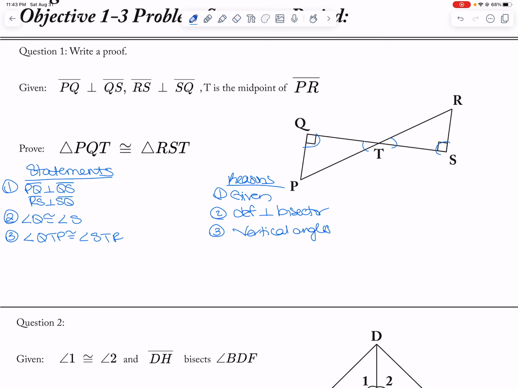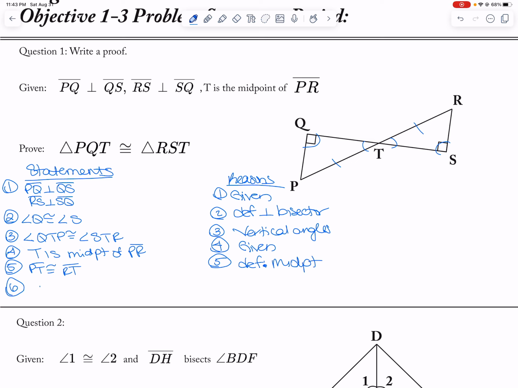And then I would have used the fact that T is a midpoint of PR, and that is given. That shows that there's two side lengths that are equal. PT is congruent to RT, and that is definition of midpoint. And then these two triangles are congruent by angle, side.